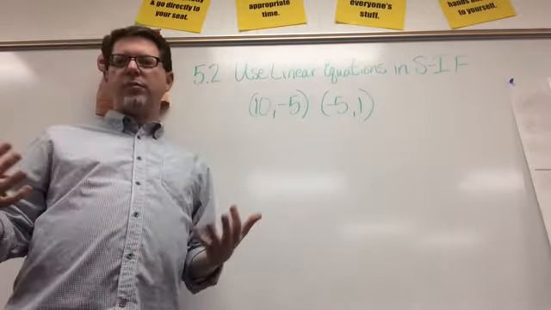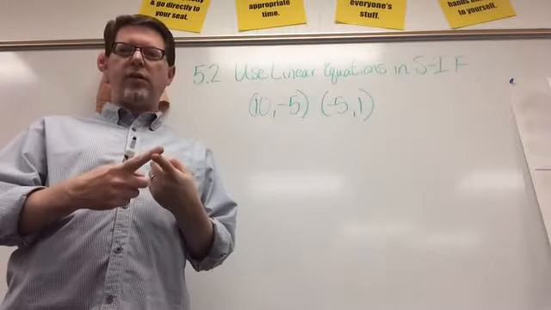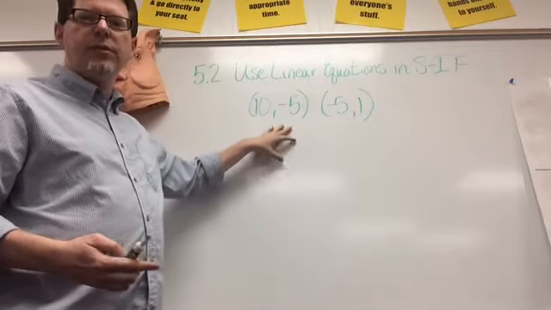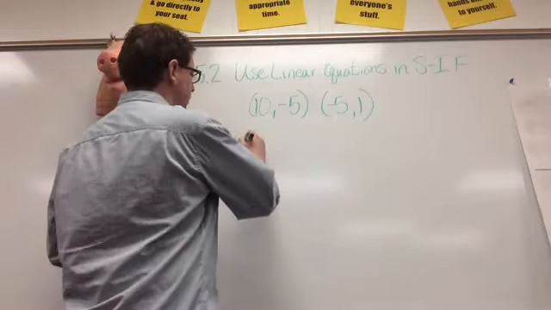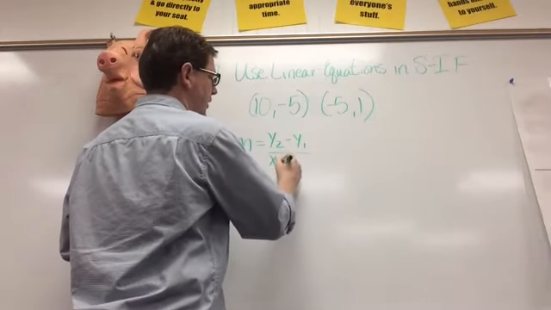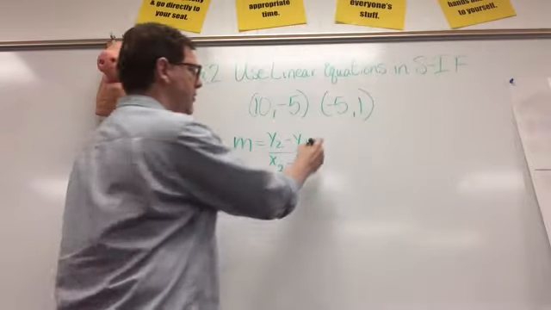In this situation, they have given us 2 points. They haven't told us what the slope is or anything. They just give us 2 points. So I know I need to find my slope and I need to find the y-intercept. Well, you remember that we can find the slope using the slope formula. And the slope formula is m equals y2 minus y1 over x2 minus x1. So I'm just going to plug in the numbers to find the slope.